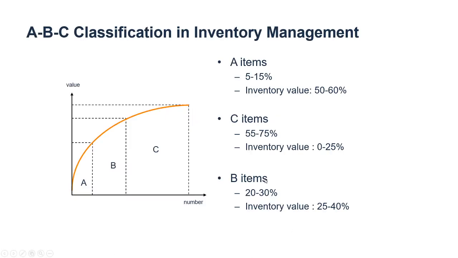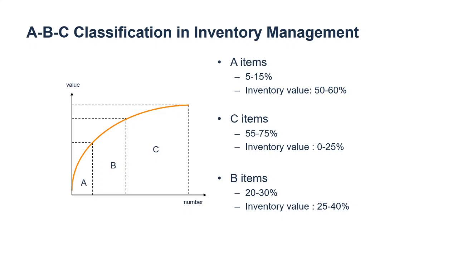Hello. In this video, I'm going to discuss how to deal with the different types of inventory according to an ABC classification. In inventory management, as in many other contexts, we have what is called an ABC classification or a Pareto curve. The phenomenon is the following.